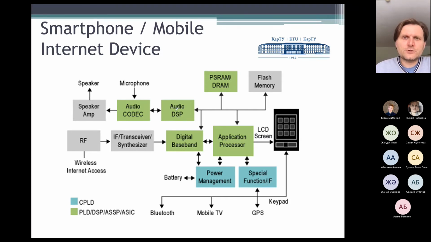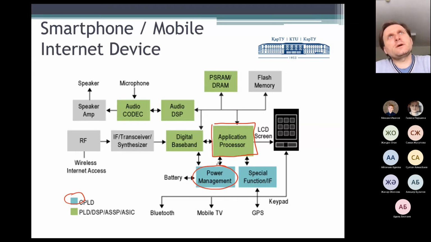For that solution, the application processor is very often an external processor. Nowadays there is the ARM. Audio codec, audio digital signal processing, RAM management, memory management is done by FPGA. The radio frequency transceiver, the digital part of the transmission system, is also done by FPGA, but a simple CPLD is very often used for power management.